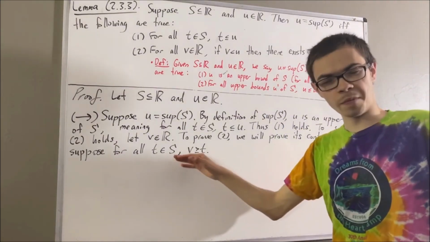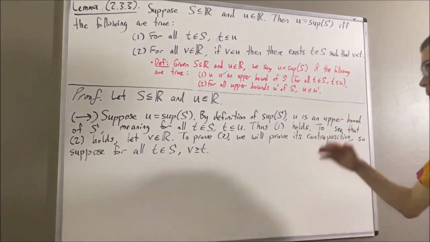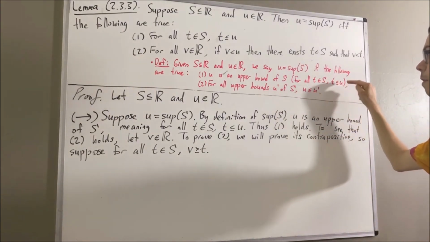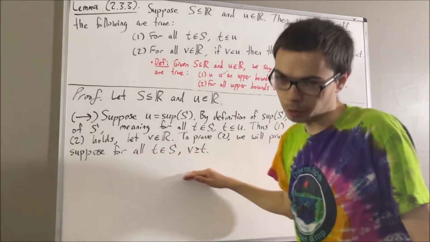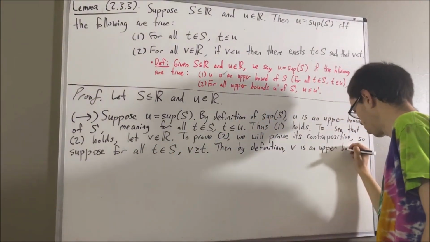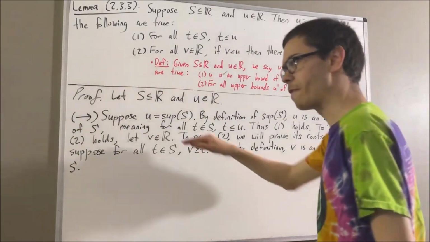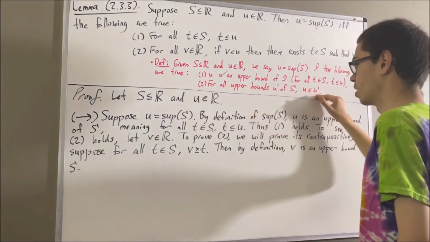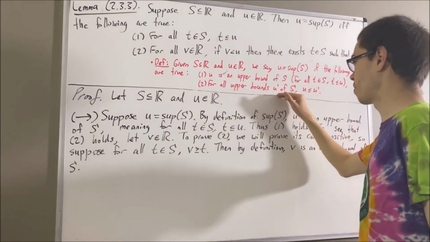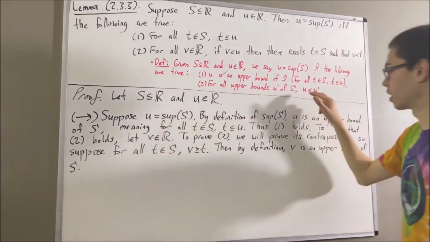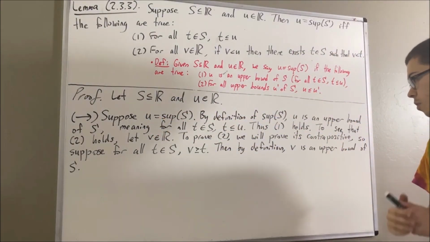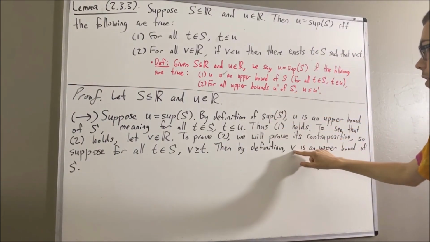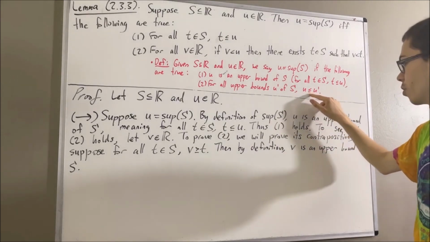Therefore, V is an upper bound of S, because for V to be an upper bound of S, it would mean for all elements T in S, T is less than or equal to V. And that's exactly what we have here. Now, going back to the fact that U is the supremum of S, we also know that fact number 2 holds. That is, for all upper bounds U prime of S, U is less than or equal to U prime. So, since V is an upper bound of S, we can replace U prime here with V. And we have that U is less than or equal to V.